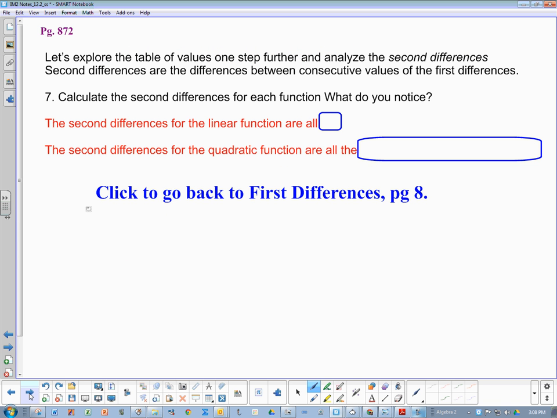Page 872. So it says, let's explore the table of values one step further and analyze second differences. Now, I did that with you a little bit, so you should be okay. I probably can go through this a little bit quickly. It says, calculate the second differences for each function, and what do you notice?